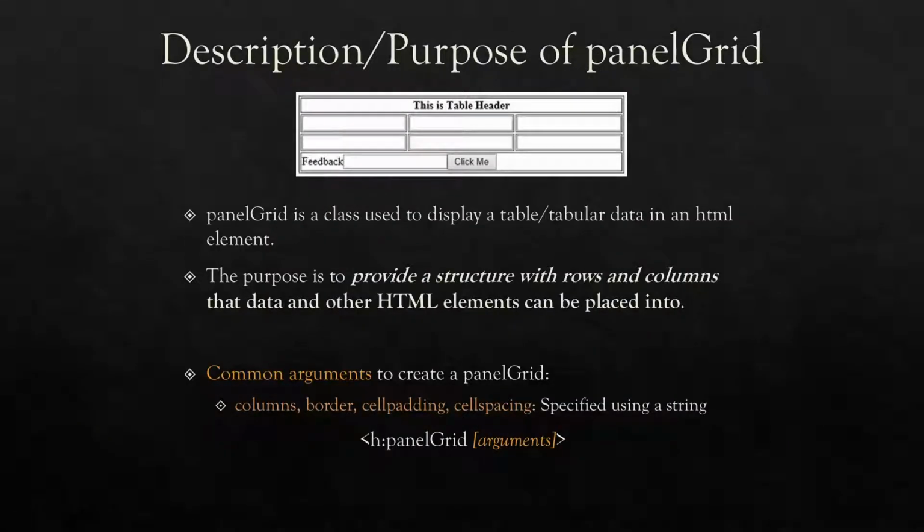So the PanelGrid is a class used to display table or tabular data in an HTML element, and the general purpose is to provide a structure with rows and columns that data can be placed into. HTML elements can also be placed into it, giving it an arranged sort of look. Common arguments to create a PanelGrid include specifying the number of columns, the thickness of the border, the cell padding, and cell spacing. And the arguments are presented to PanelGrid in this way, and I'll go into it a little bit here in the next slide.